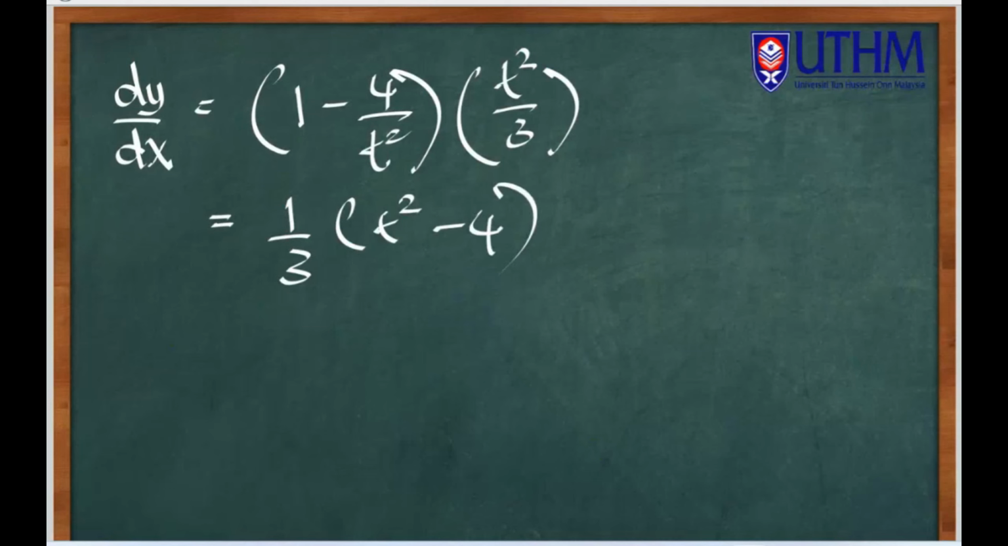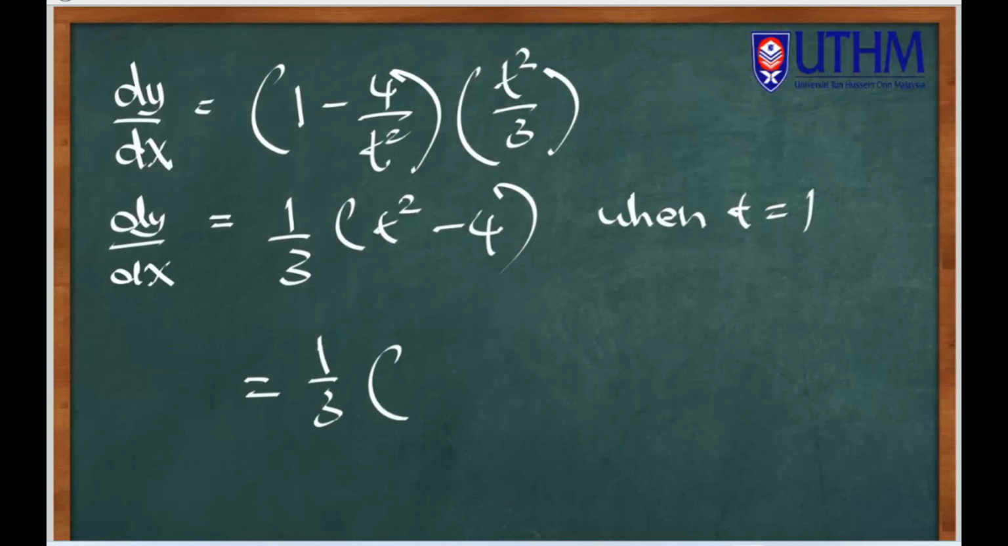The question asks to find dy/dx when t is equal to 1. Now we just substitute t with 1. So we will get 1 over 3 times (1 squared minus 4). Finally, the answer we get is negative 1.